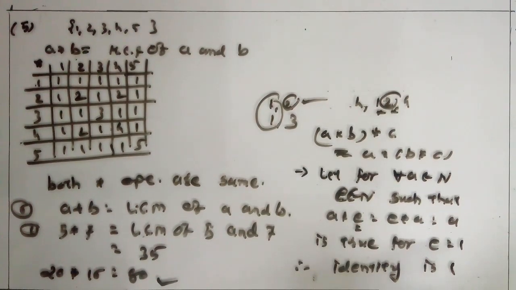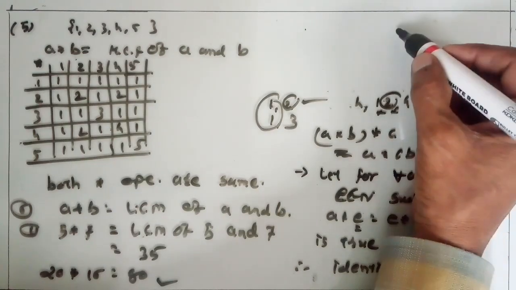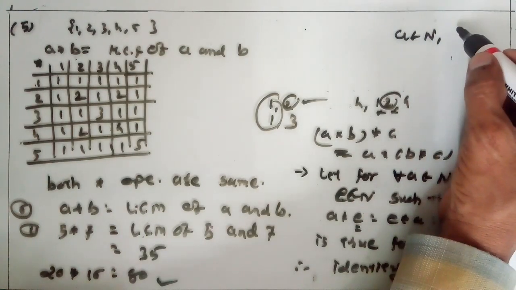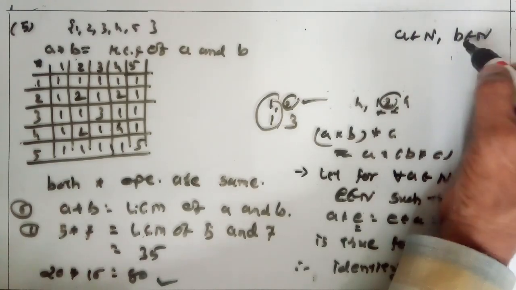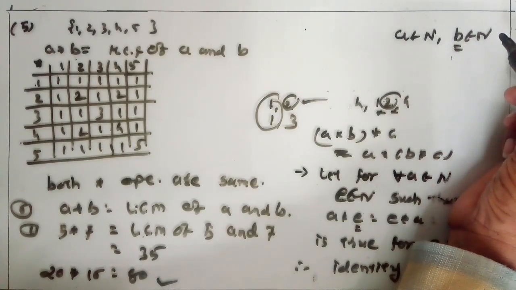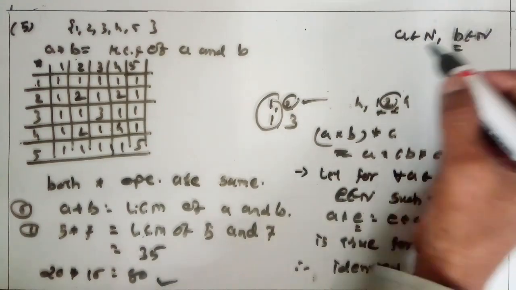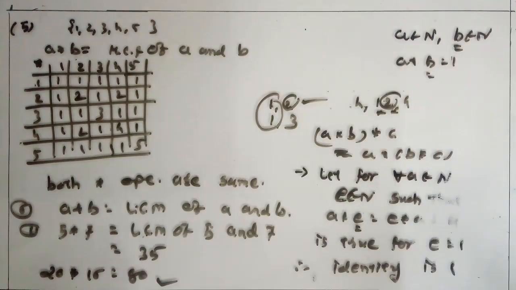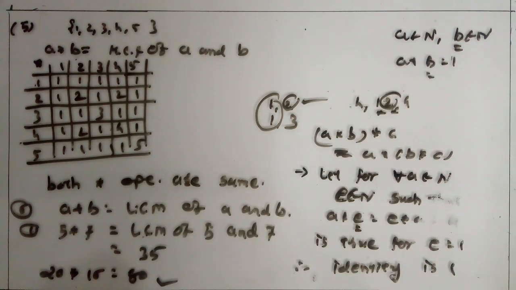Now next, which elements of N are invertible? If we think, for all A belongs to N, there exists a B belongs to N, that means B is selected as the inverse of A. So A star B is equal to 1, and this does not happen. The inverse of an element does not exist. Clear?